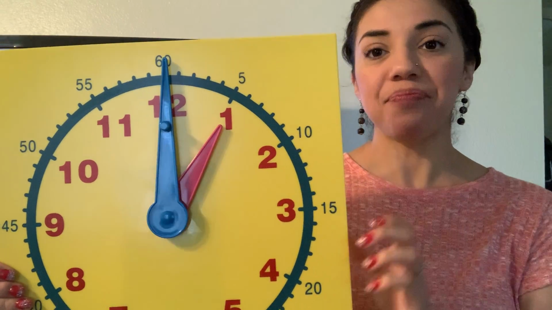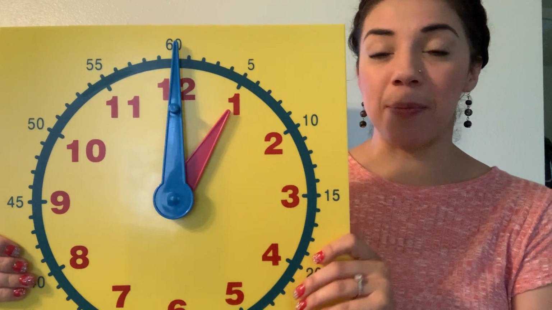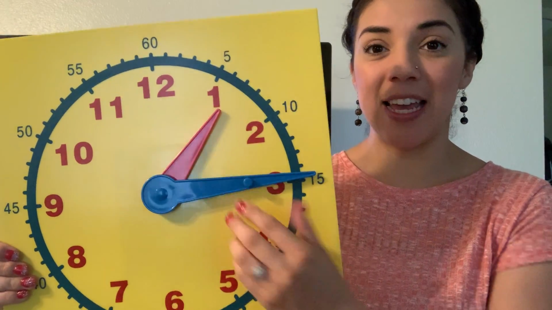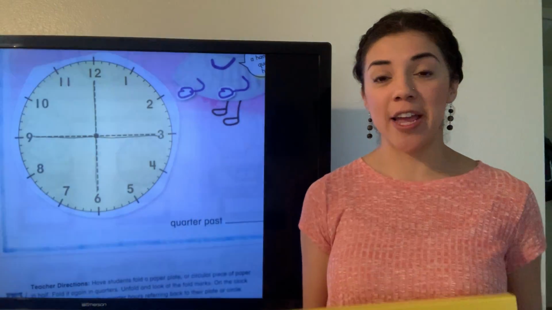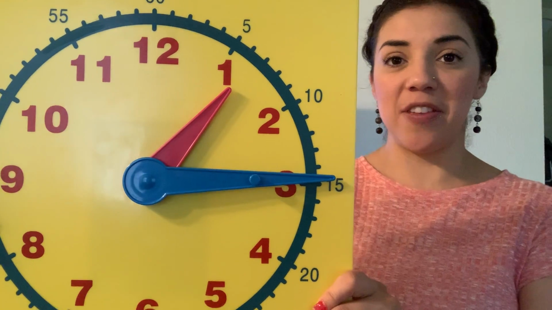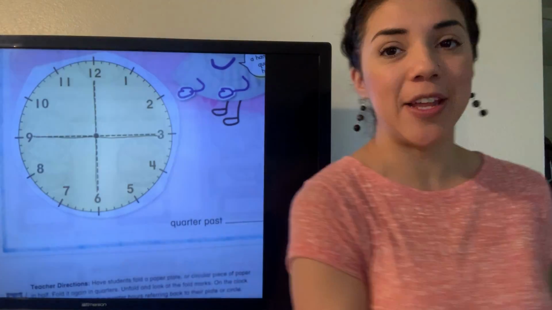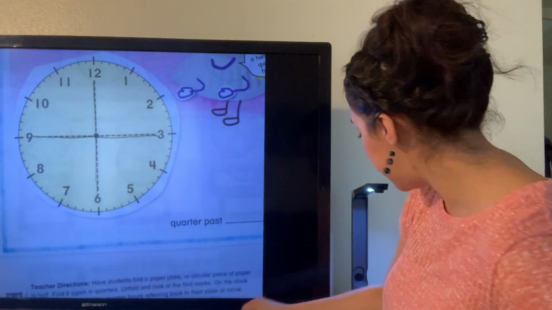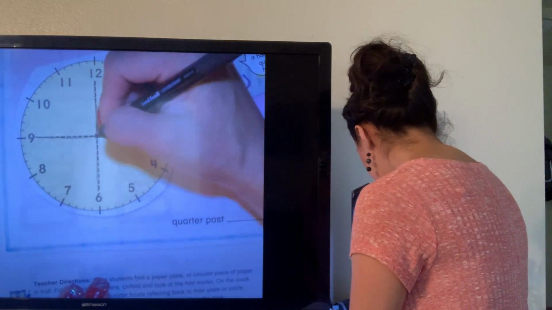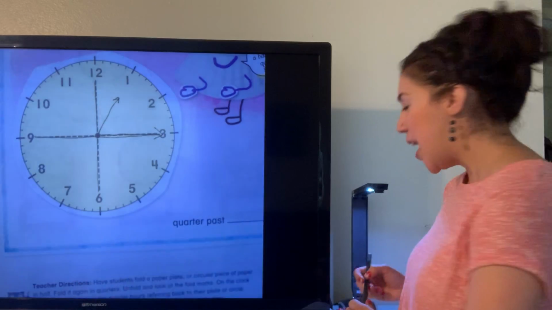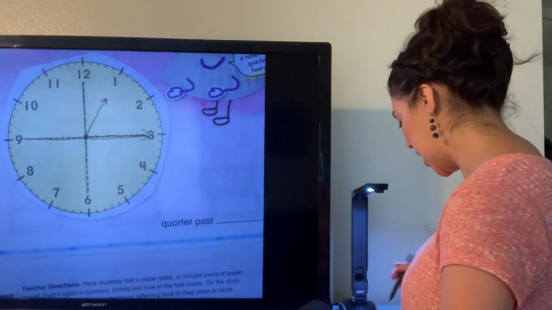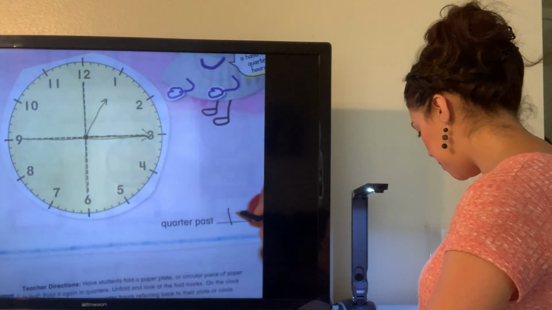Okay, so that time would be 1:15. So on your analog clock in your math book, go ahead and write the time or draw the time 1:15. So I'm going to go ahead and do that as well. So I have little hand, big hand. And so it is 1:15.